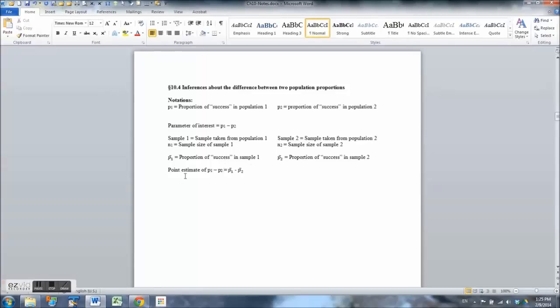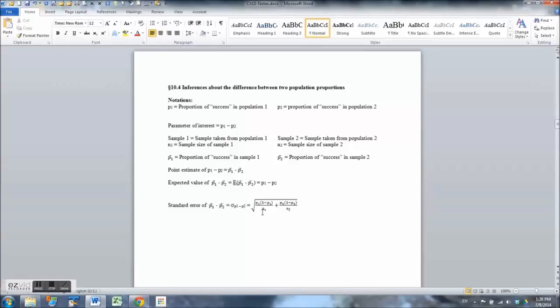Now if we take the difference between the two sample proportions, that is our point estimate for the parameter of interest. So our estimate for P sub 1 minus P sub 2 is P bar sub 1 minus P bar sub 2. And it so happens that the expected value of the sample difference is equal to the population parameter difference. So now we have to compute the standard error. The standard error for our point estimate, P bar sub 1 minus P bar sub 2, is given by this formula.